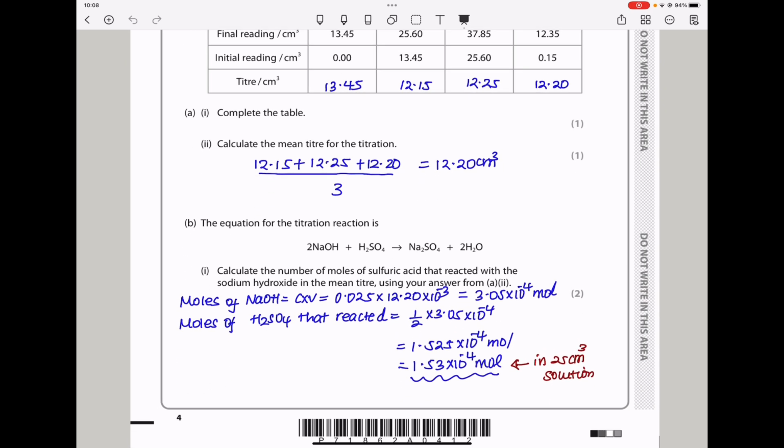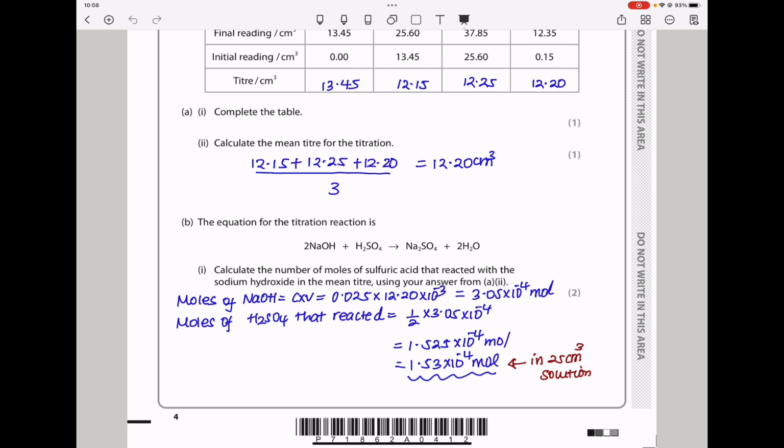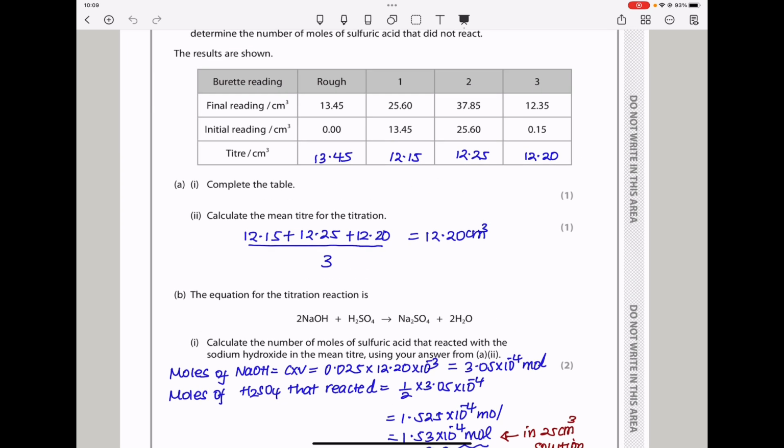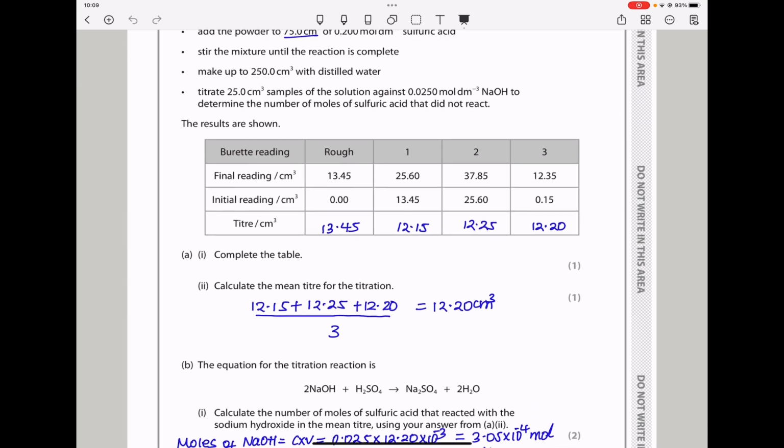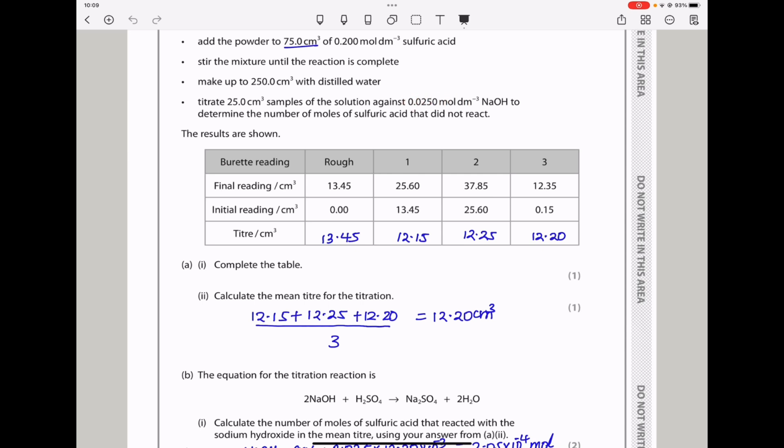So down here in part B, they say the equation for the titration reaction is as given here. Sodium hydroxide reacts with sulfuric acid to give us sodium sulfate and water. So they say calculate the number of moles of sulfuric acid that reacted with sodium hydroxide in the mean titre using your answer from A2. So I found the number of moles using concentration times volume. We know this is the mean titre, so that is the volume I used here. However, we need to go back and find the concentration of sodium hydroxide, and this is what we were given.